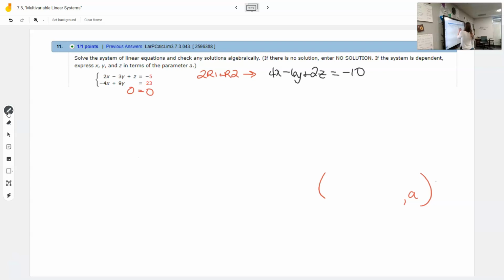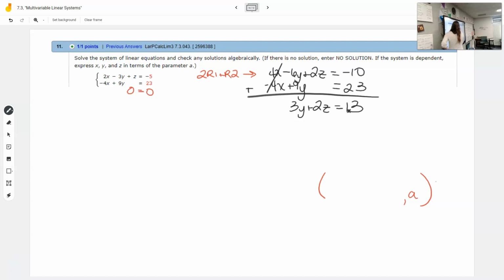And then I'm keeping this the same so I can eliminate. As I do that, I get rid of the x's like the system would say, right? I have 3y plus 2z equals 13. So then I would keep going to eliminate my y's, but I don't have a third equation. So as I think you already said, 0 equals 0, let z equal a.